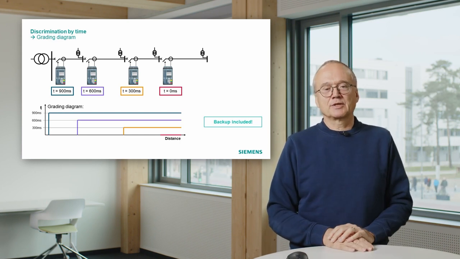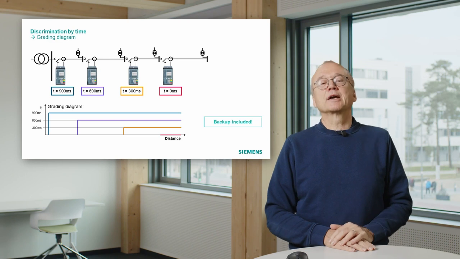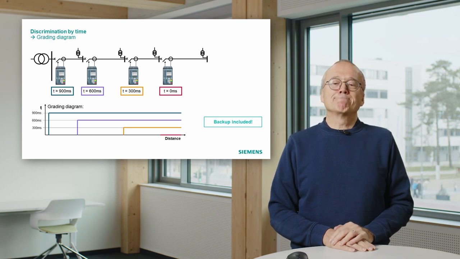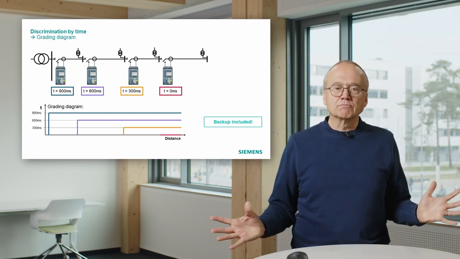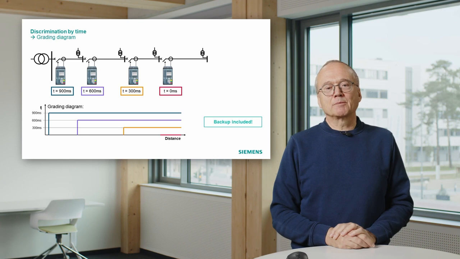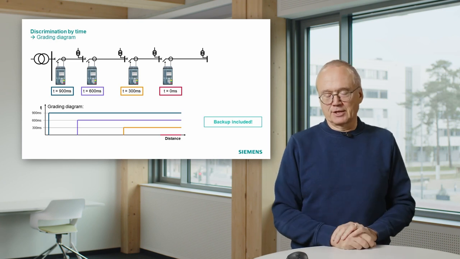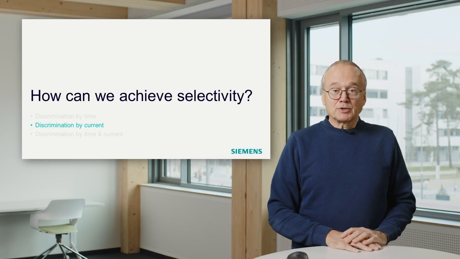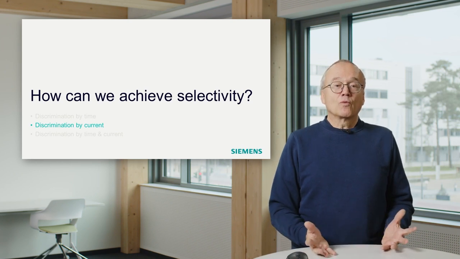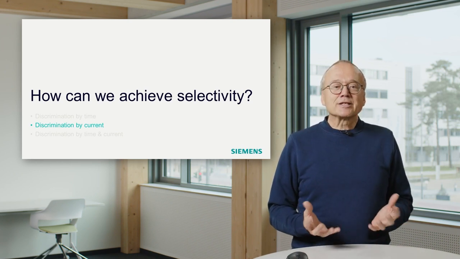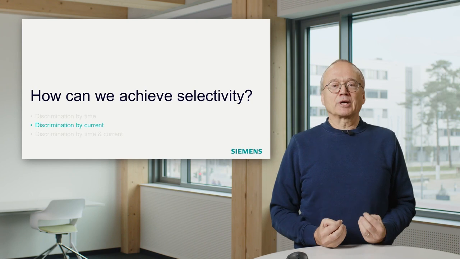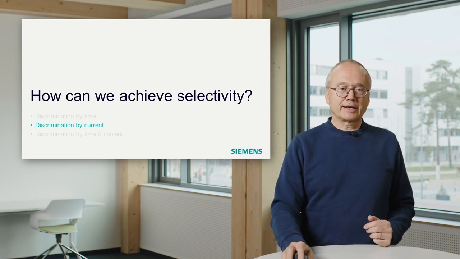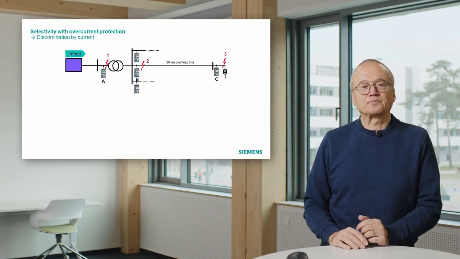I said we assume here in this case we have a cable system, for instance short cables, where there is no big difference in short circuit current. The second possibility we have are cases where we can get information from the current. And I can show you an example for that.